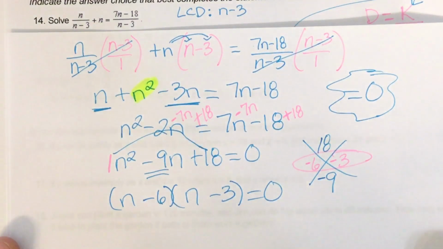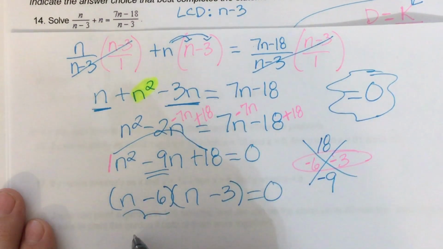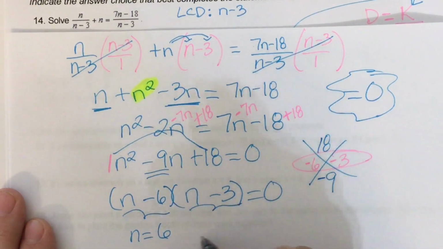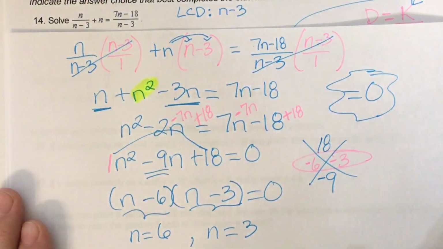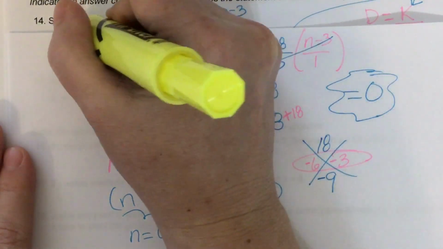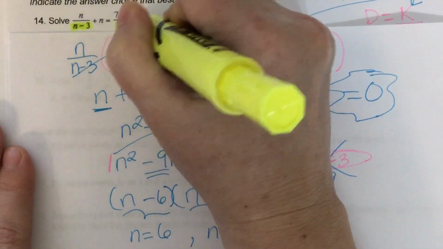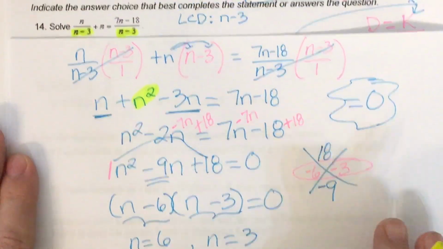Okay, now I'm going to set each of these factors equal to 0 and see what I get. If I set n minus 6 equal to 0, I get positive 6. And if I set n minus 3 equal to 0, I get positive 3. So those are the two answers I got. Now, one thing I didn't do at the very beginning was look at what would put a 0 in the denominator. Because you know how you can't ever have a 0 in the denominator?